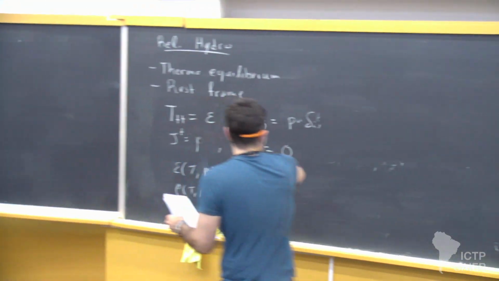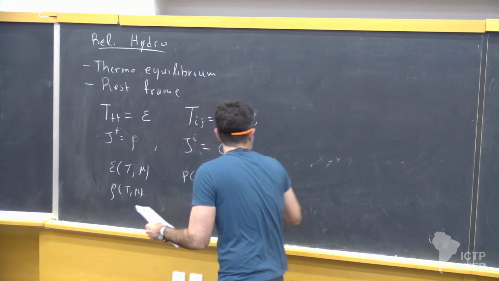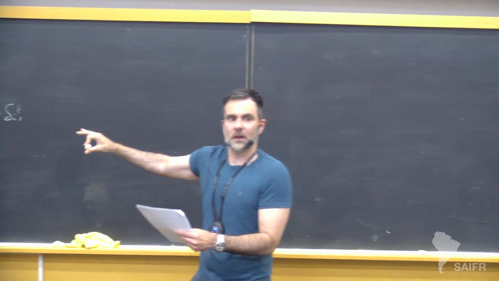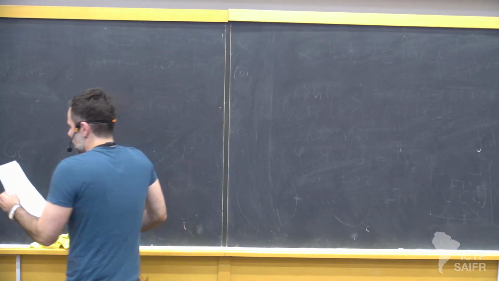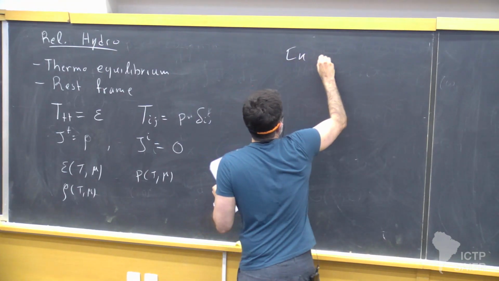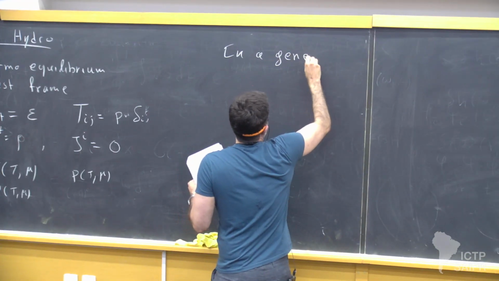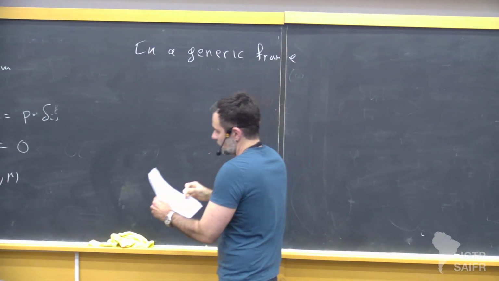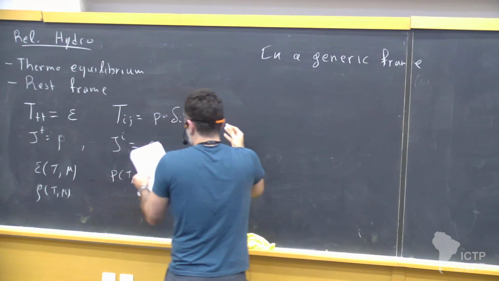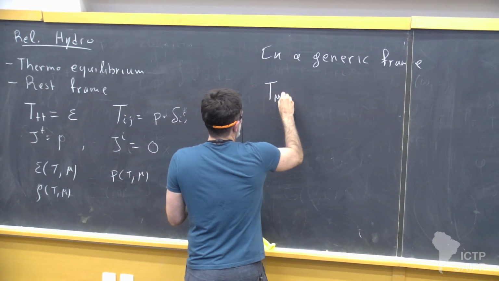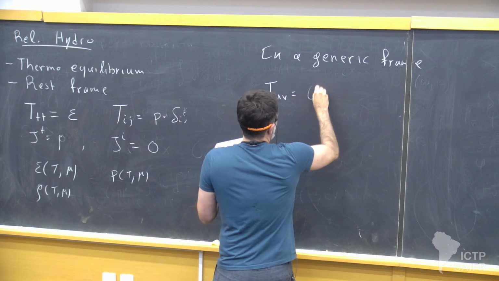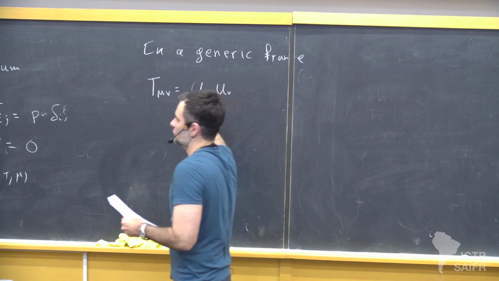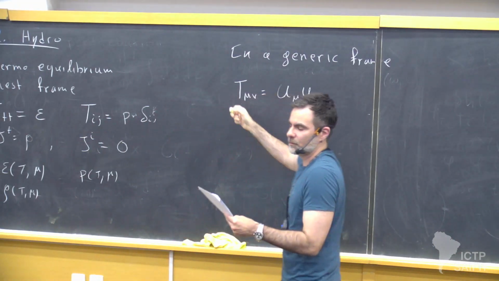Okay, so we are now in the rest frame, thermodynamic equilibrium. Let's stay in thermodynamic equilibrium, but let's just boost this. Let's do a Lorentz boost. So in a generic frame, still thermodynamic equilibrium, the stress tensor can be written in terms of what you would call the relativistic fluid velocity, which is basically the Lorentz transformation parameter that takes you from this frame to this frame.